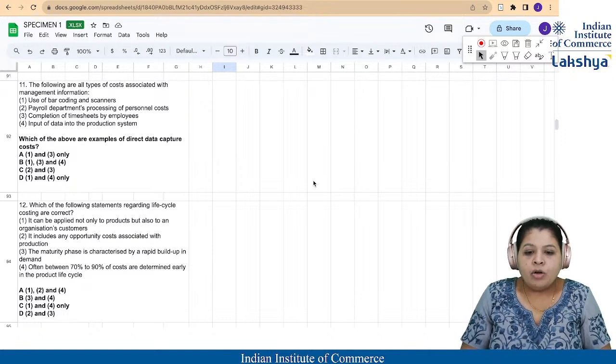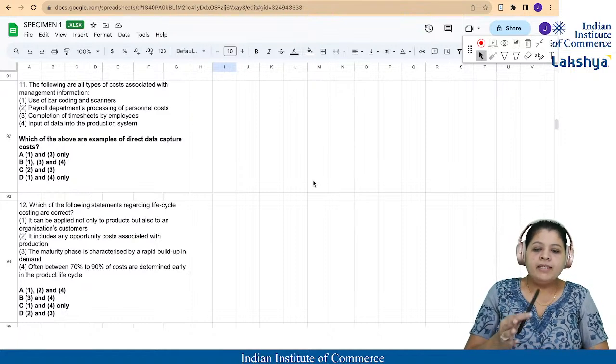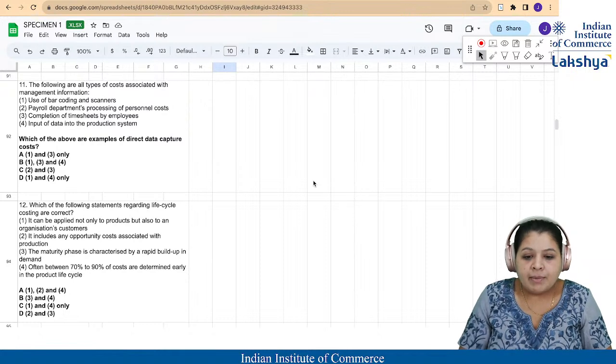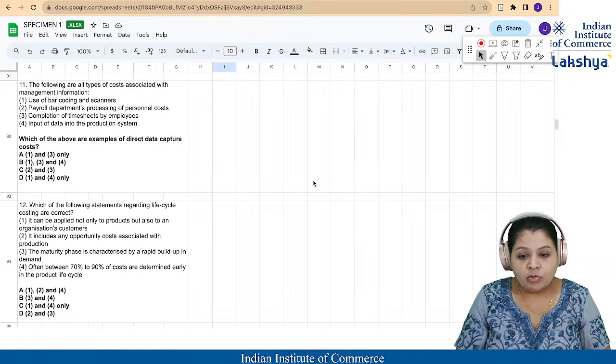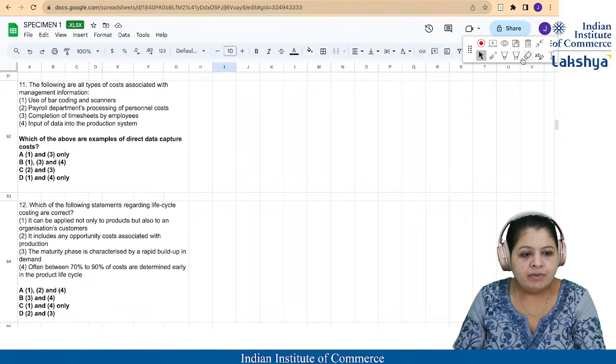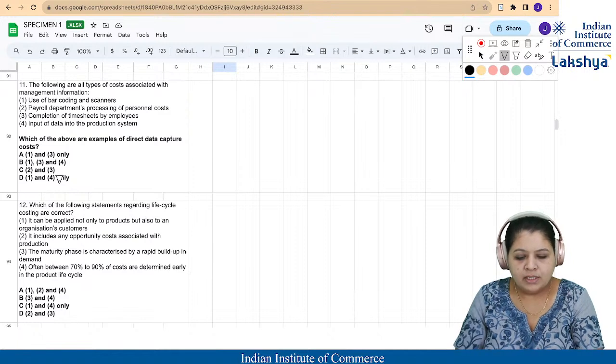The following are all types of costs associated with management information. From the above examples, which are data direct capture costs? So from where you can directly pick up the data, right? Now, obviously, we know and we are comfortable with barcodes, right?